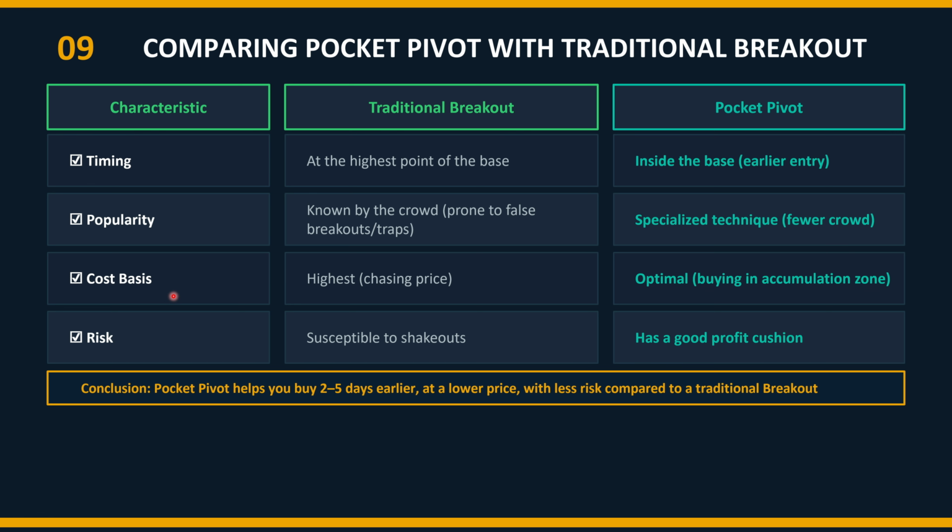Cost basis. Traditional breakout chases price buying high. Pocket pivot buys in the accumulation zone, optimal pricing. Risk. Traditional breakout is easily shaken out during corrections immediately after the breakout. Pocket pivot has a profit cushion, can withstand corrections. Conclusion. Pocket pivot lets you buy 2 to 5 days earlier at a lower price with less risk compared to a traditional breakout. That is why this method is favored by professional traders.